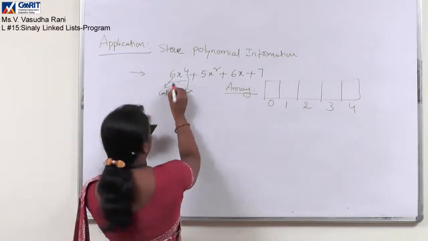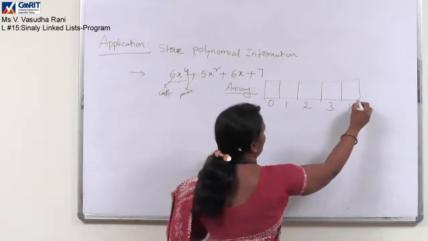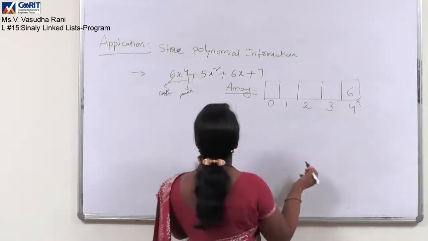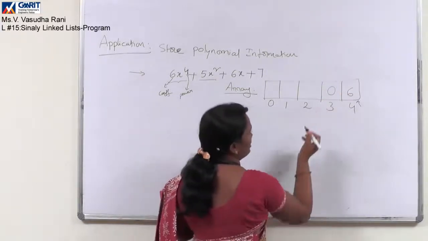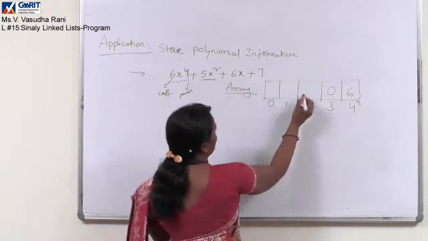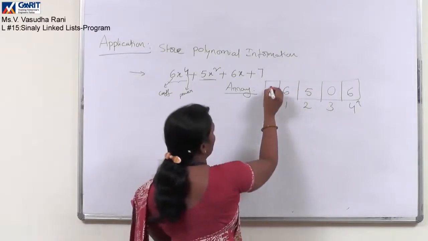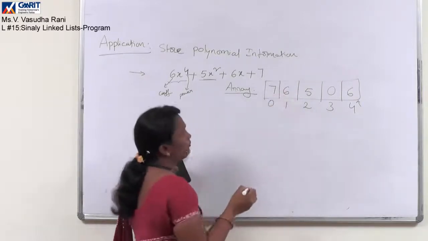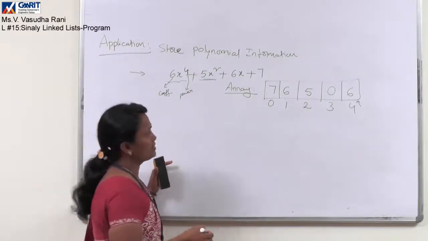Now to store the first term, it is x power 4, so it goes at the 4th index: 6 will come here. With power 3 there is no element, so the coefficient is 0. With power 2 it is 5, with power 1 it is 6, and with power 0, the x power 0 term, it is 7. Like this it is represented.